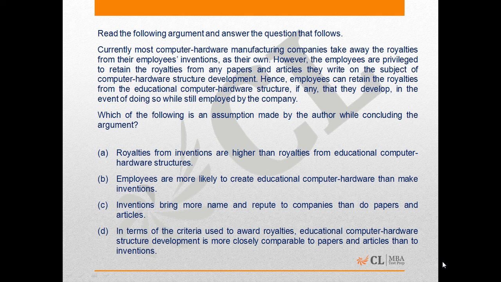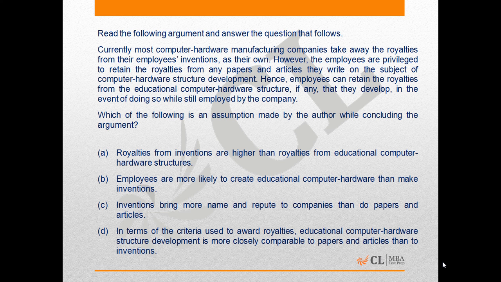On the basis of these two statements, the author has drawn a conclusion that employees can retain the royalties from the educational computer hardware structure while still employed by the company, and they do not need to give it away to the company. Now there is a break in the logic. The question asks us to identify what is that assumption that makes this conclusion correct. What is an assumption that has been made by the author in order to reach the conclusion that is mentioned in the paragraph? Let us look at the options.